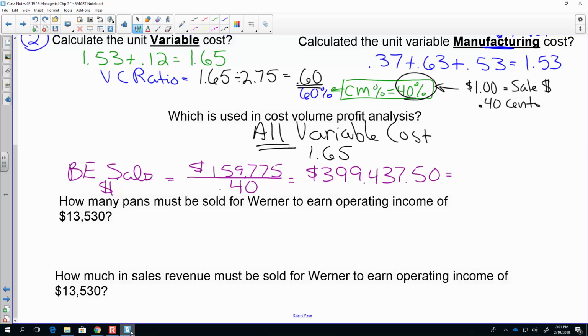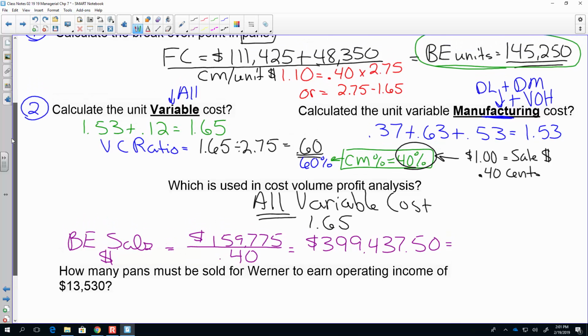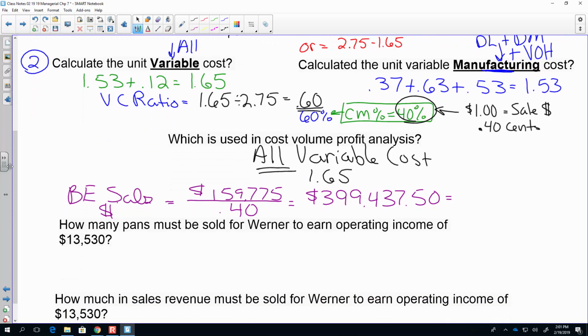And the way that Michaela did it, she took the break-even units, right? And it can be done this way also, 145,250. This is units. And I'm multiplying that by the 275 selling price. Will give you the same answer. So be ready for both questions, units or dollars, right? You can do it either way.